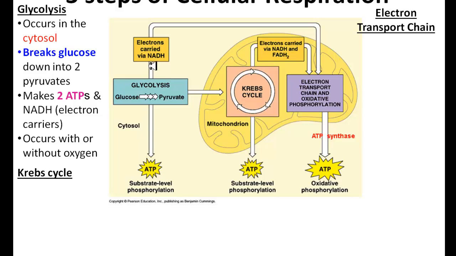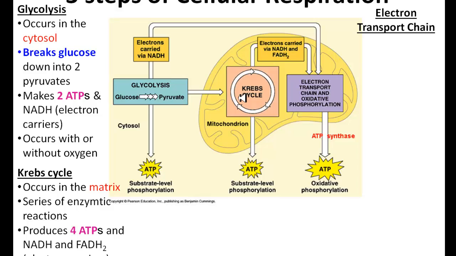Okay, so we get two ATPs and we make an electron carrier that's going to go over here to the electron transport, and then we move over to what's called the Krebs cycle, after Dr. Krebs, and this is going to happen inside the mitochondria. It's going to be in the matrix, so it's in that jelly section that's inside. And with this one, it's a series of enzymatic reactions where we're going to take the pyruvate that moved in from glycolysis, and it's going to produce 4 ATPs.